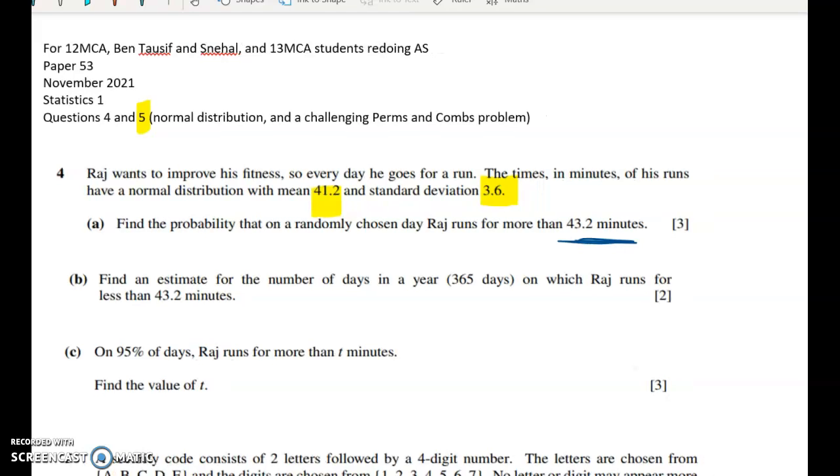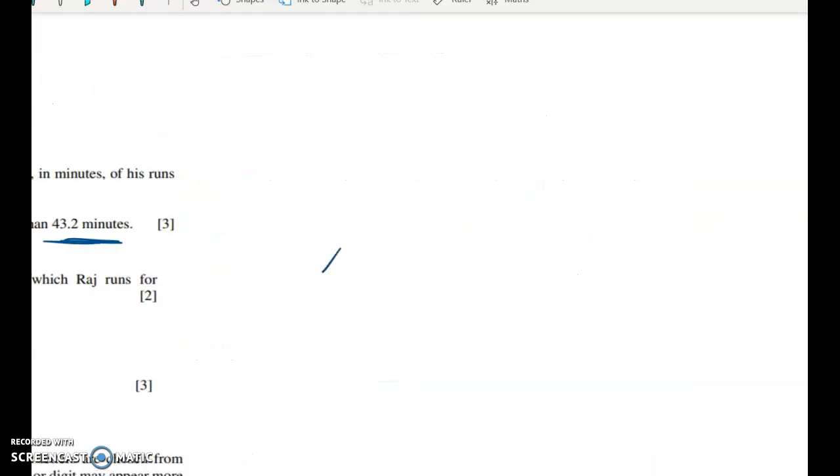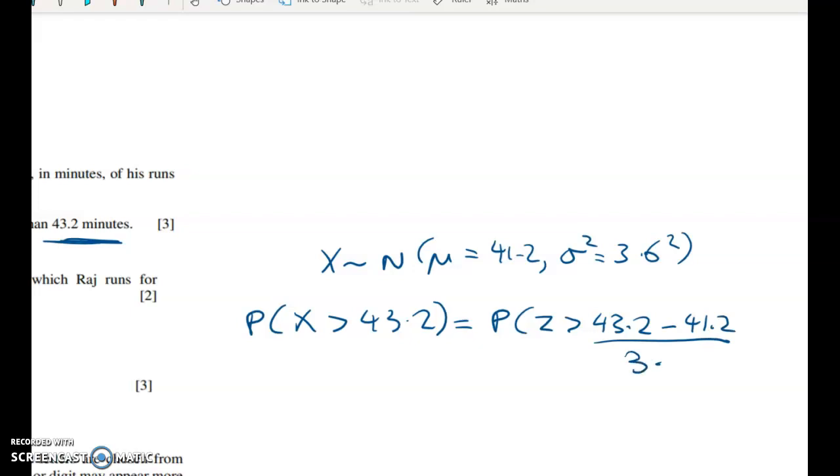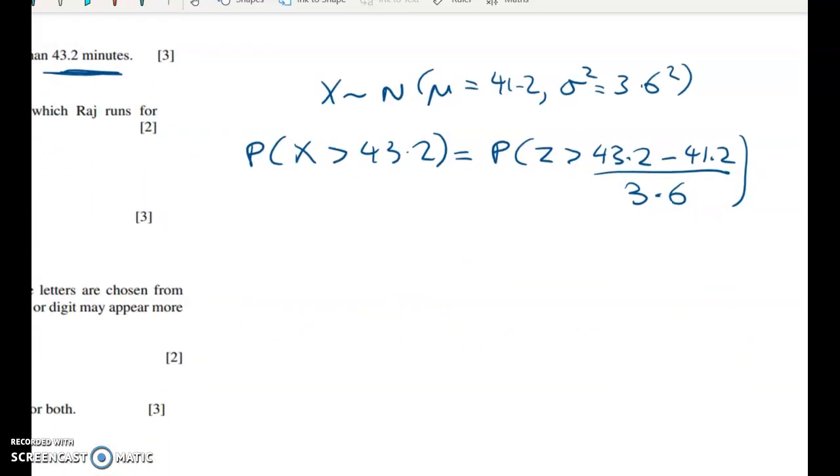Quickly looking at my notes. So I'm going to start off by saying X is normal with a mean of 41.2 and it's got sigma squared of 3.6 squared. So we want to find the probability that X is greater than 43.2. We're going to do that by standardizing. So we're asking how many standard deviations above or below the mean is 43.2. So we do that by subtracting off the mean and dividing by 3.6, which is the standard deviation.